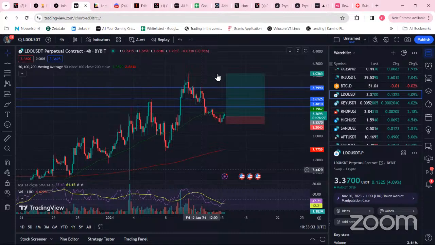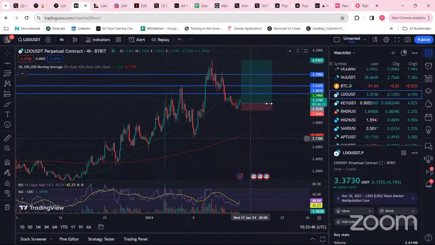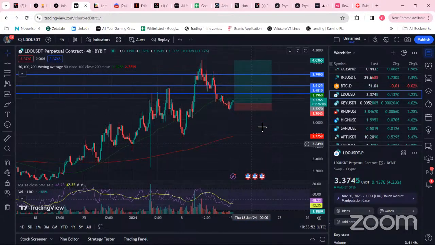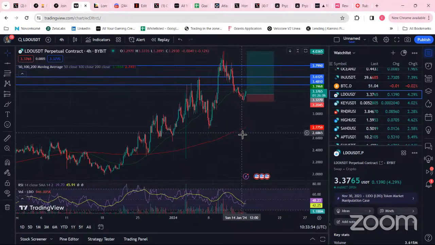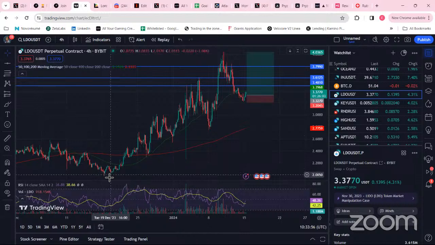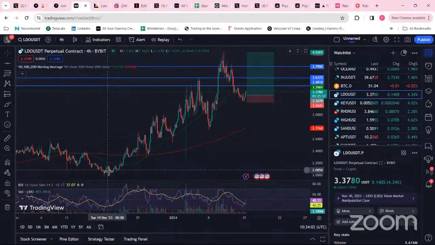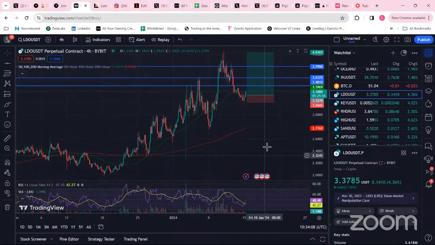3.2 dollars, and my entry is around $3.32. Yeah, so this is something I really have my eye on. It has been bullish for a pretty long while. We've seen from 19th or 18th December, this token was around 2.1, right? So it was around 2.1, and now it's like 3.8.